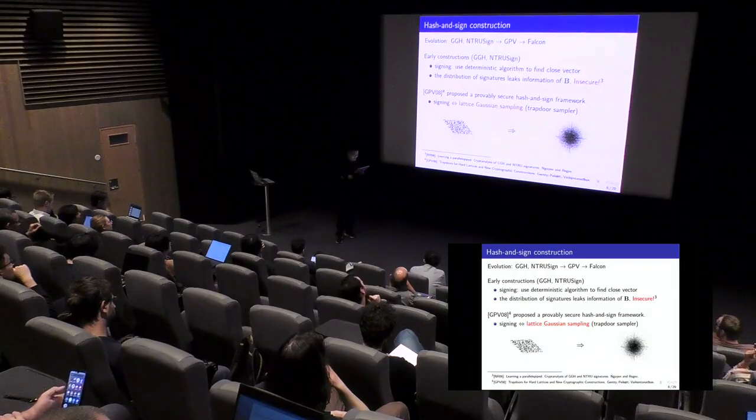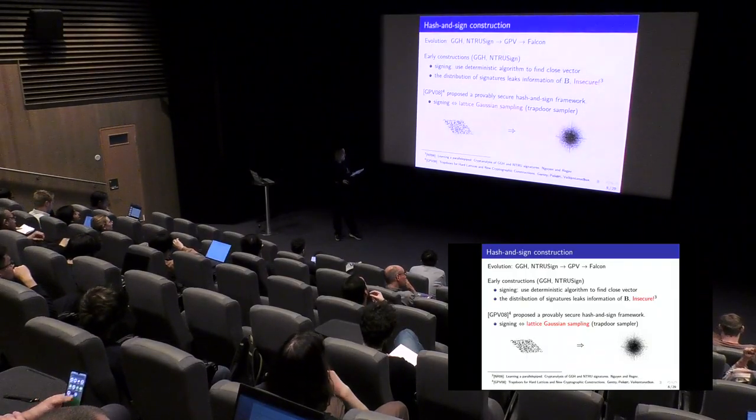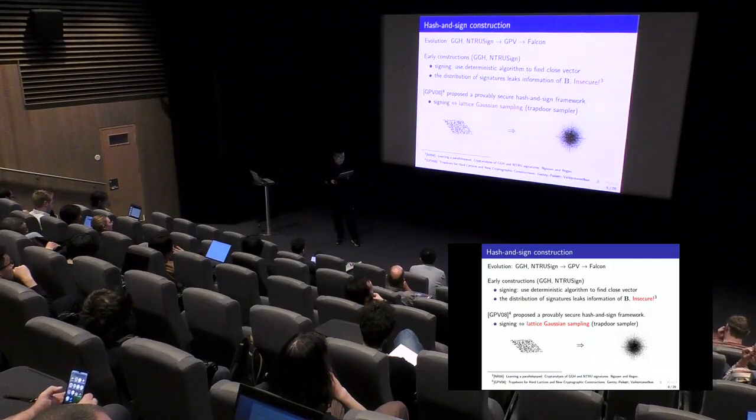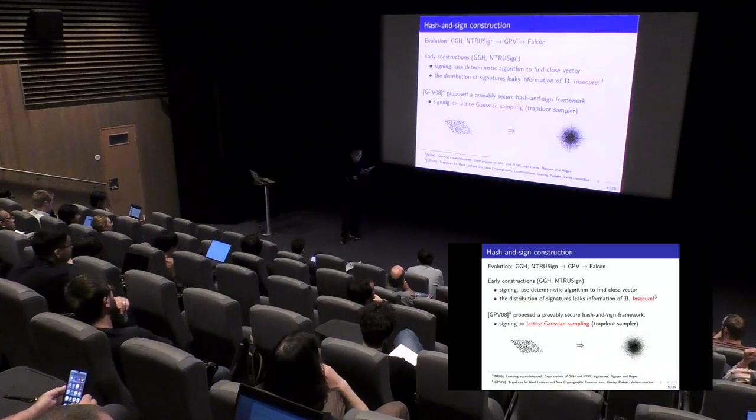Falcon is originally based on the GPV scheme, and then it is instantiated over NTRU lattices and explores some techniques like the fast Fourier Gaussian sampler, which makes the sampling run in quasi-linear time.